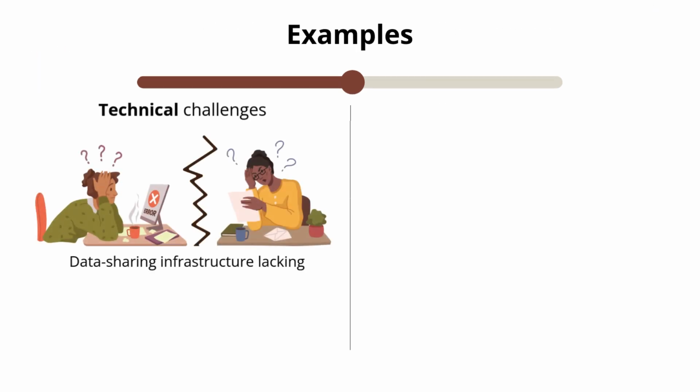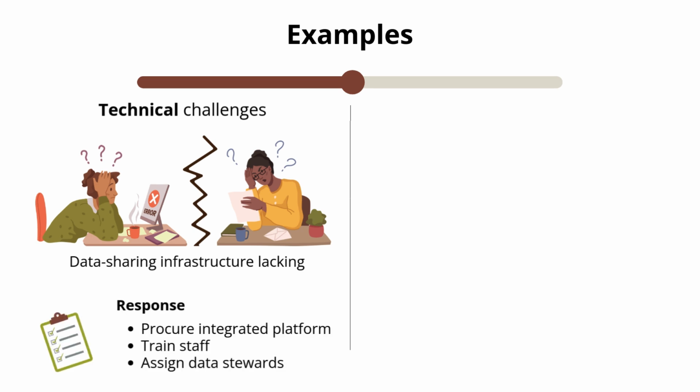An example for a technical challenge may be a local public health department lacks sufficient data sharing infrastructure across its programs. Staff know what data they need, but systems aren't connected. The response may be to procure and implement an integrated data platform, train staff, and assign data stewards. While the solution may not be easy and would require time and resources, there are clear roles, known tools, and measurable goals.